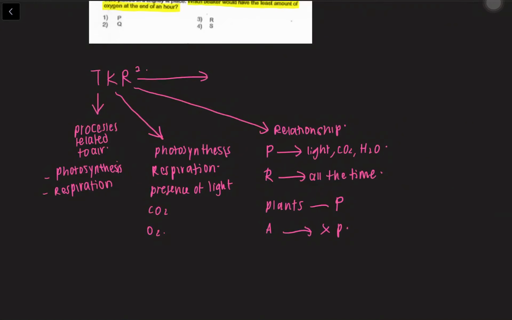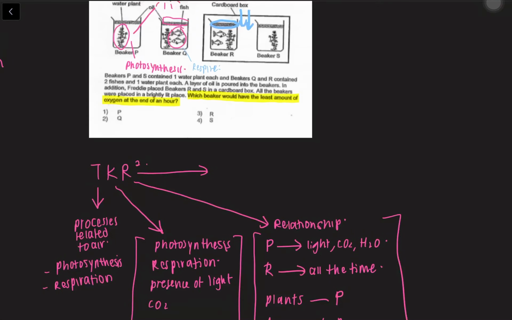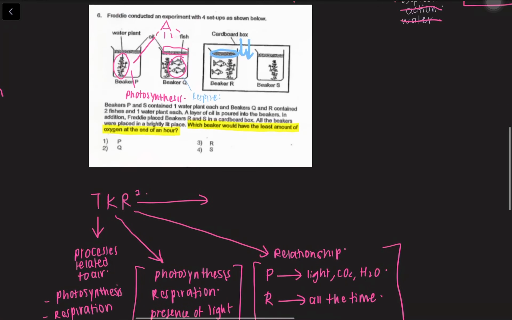Okay, so now we have to find out relevance. We know all this information here. So which one of it is relevant? So let's take a look at the question. Which beaker would have the least amount of oxygen at the end of the hour? Alright, so remember, what you need to remember is that there is light here, but this one is in a cardboard box. So quite an important thing to know. So light does not enter because it is in the box.